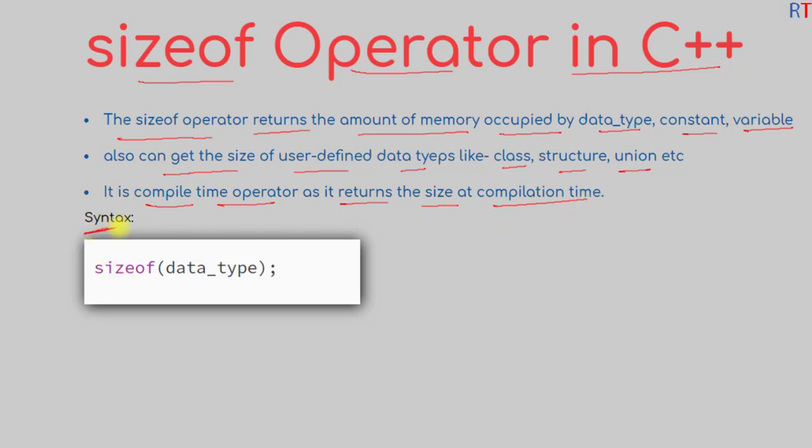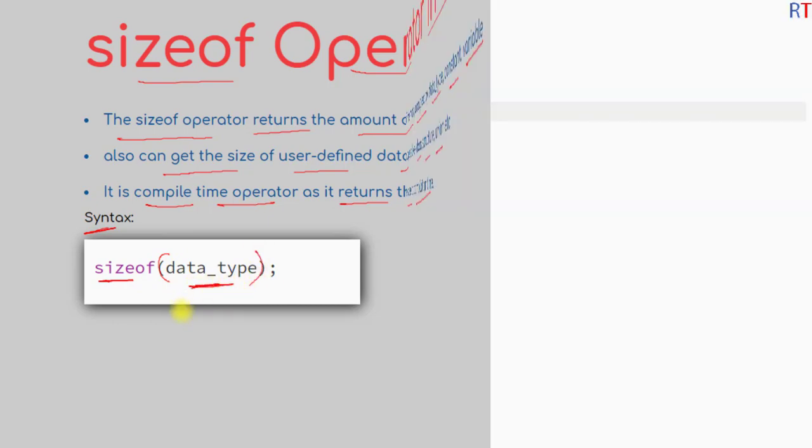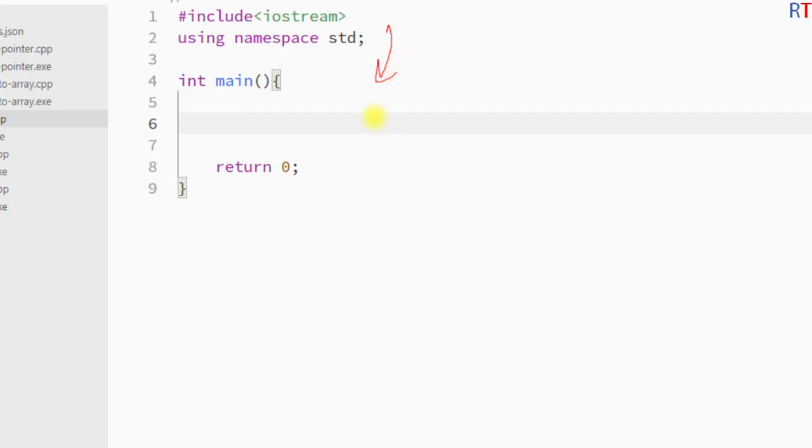And the syntax is, first we have the sizeof keyword and then inside the parentheses we pass the data type or the variable name. So in this example program we're going to use the sizeof keyword to print the size of different data types. So we're going to print "size is", and then we're going to use the sizeof keyword and print the size of the integer data type.